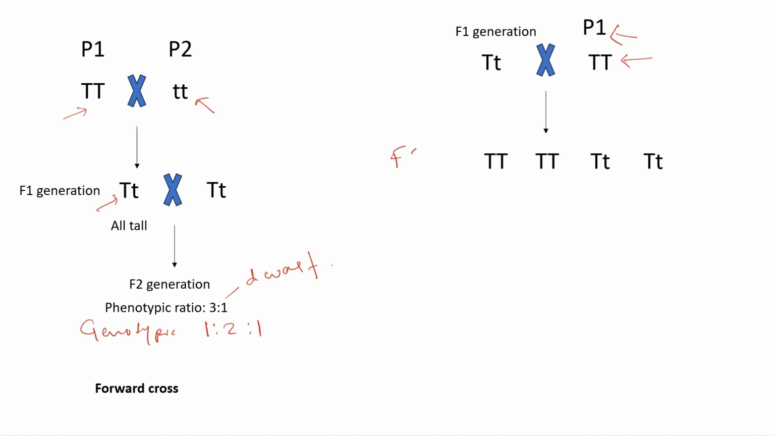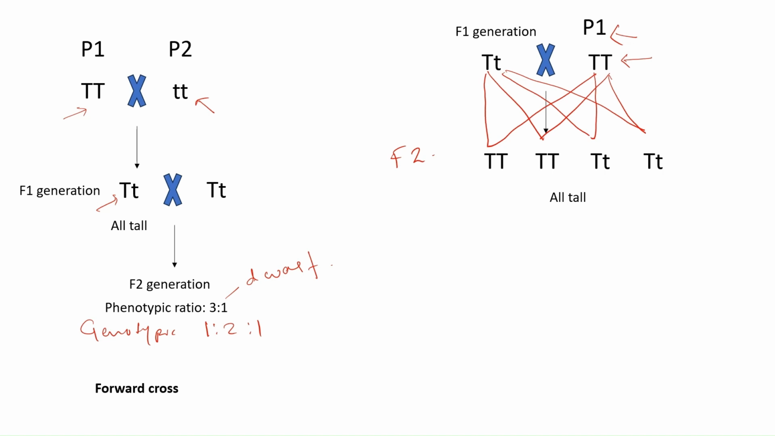Now, this is the F2 generation. So in this F2 generation, this T and this T combined to get capital T capital T. Again the T and the T from the parent, capital T capital T. Then small t from the F1 progeny with the capital T gives capital T small t. Again the same, capital T small t. So here in this F2 generation, all are tall. Whereas in our forward cross, the F2 generation phenotype we got is 3:1, that means one dwarf we obtained. But here, no dwarf, all tall plants.